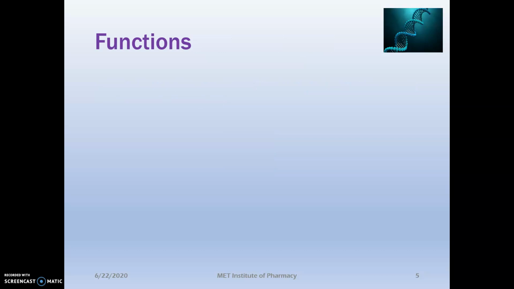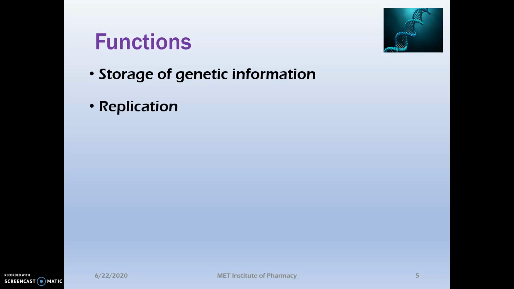What are the functions of nucleic acid? First and foremost, the main function of nucleic acid is storage of genetic information. The information required for the entire body is stored in a sequence which is known as a gene, and this gene is then responsible to give information for the synthesis of various other biomolecules. The second function is replication, or copying of the information, or synthesis of more and more DNA. The process is called replication.